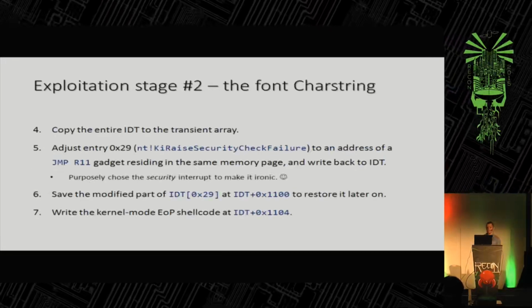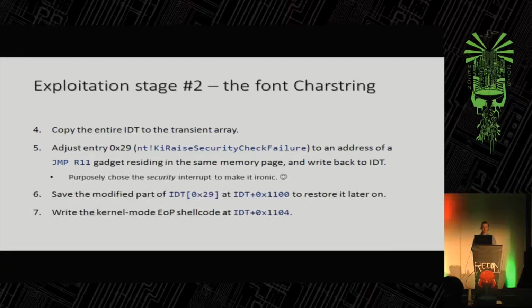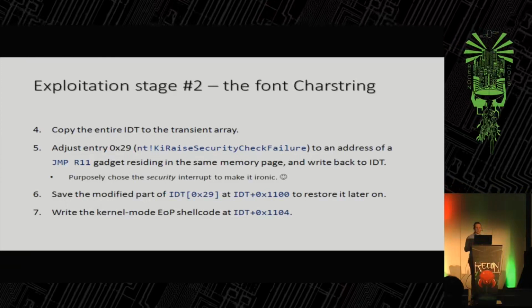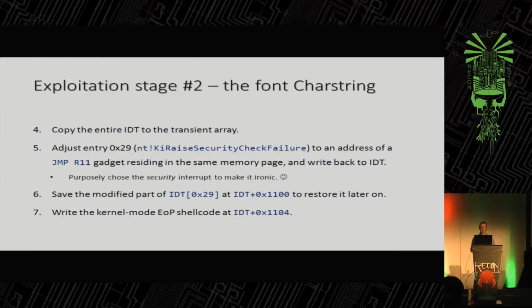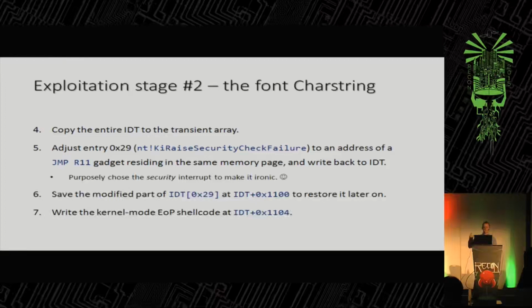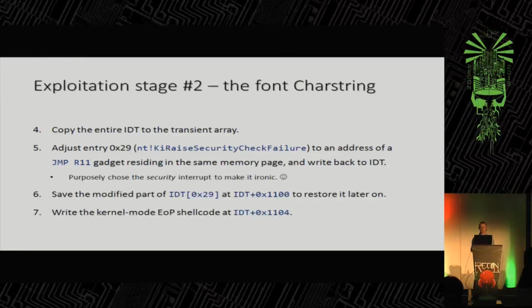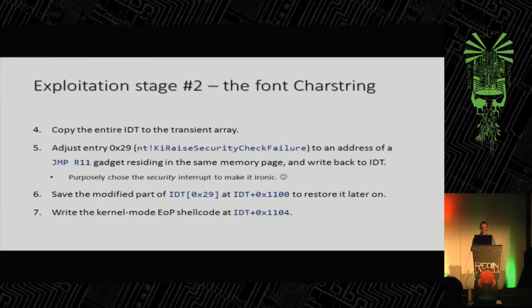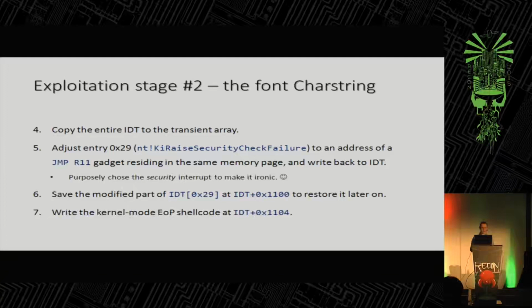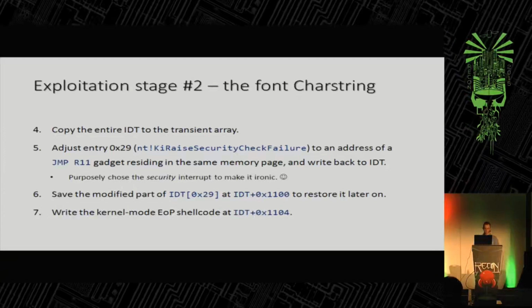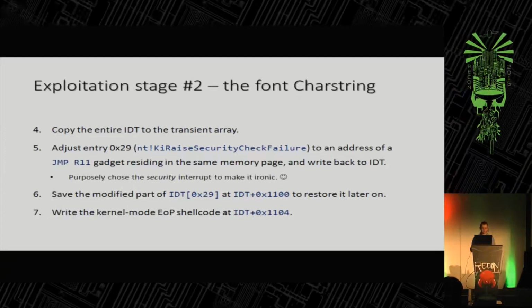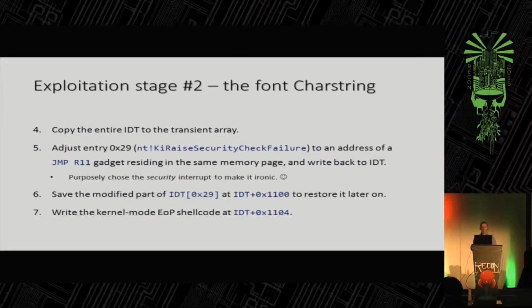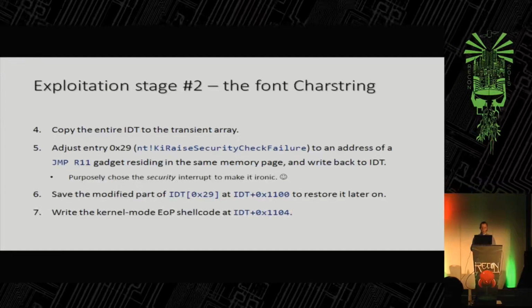And inside of the font charstring, inside of the loaded font, we first copy the entire IDT into the transient array. Then we adjust entry 29, which is the security check failure function, so that instead of the function, it points to a jump R11 gadget, which resides in the same memory page, and then write that back to the IDT. So yeah, I just wanted to make it a little ironic that we're using the security interrupt to elevate our privileges. And then we just save the modified part of the IDT entry somewhere after the IDT, and we write the kernel mode EOP shellcode later on.